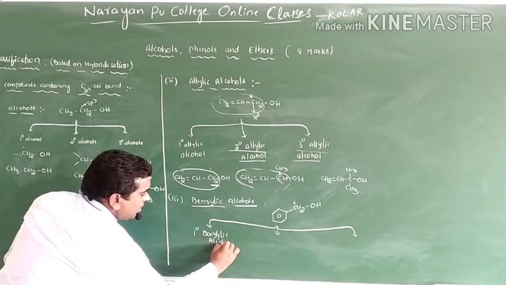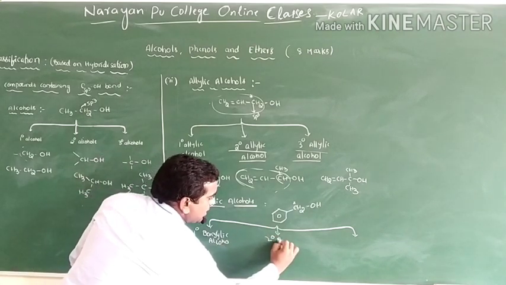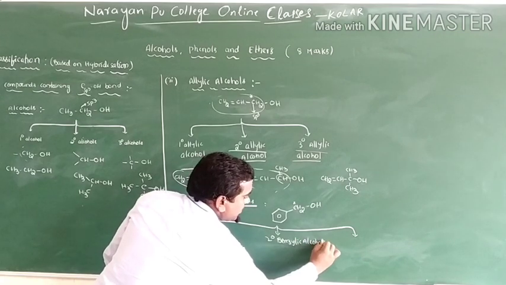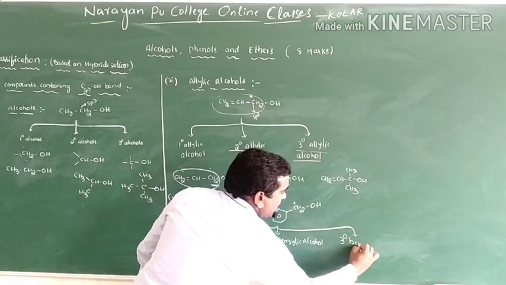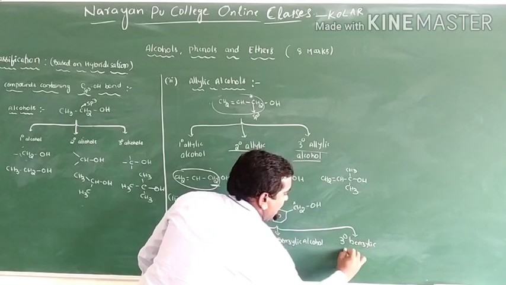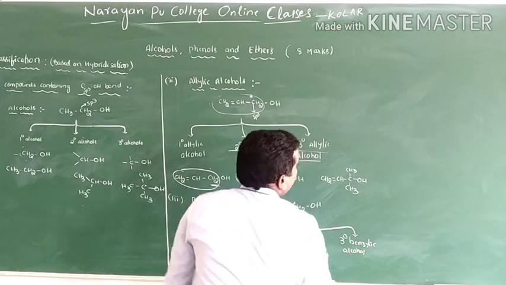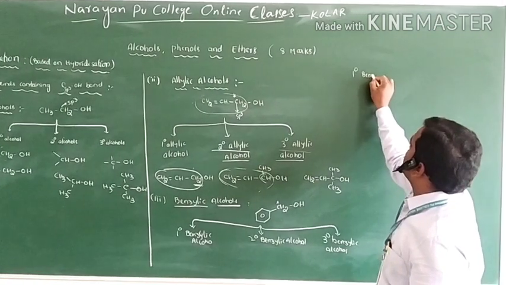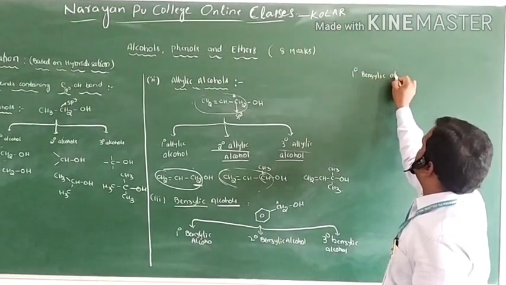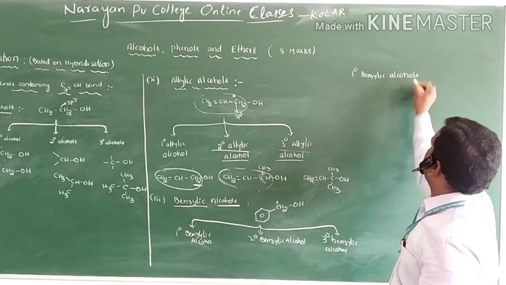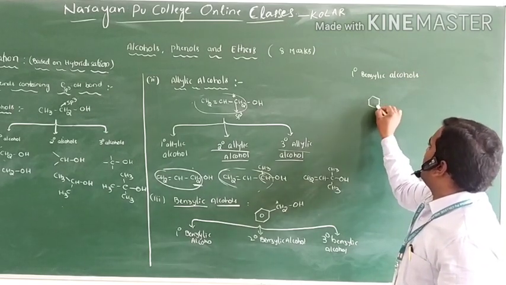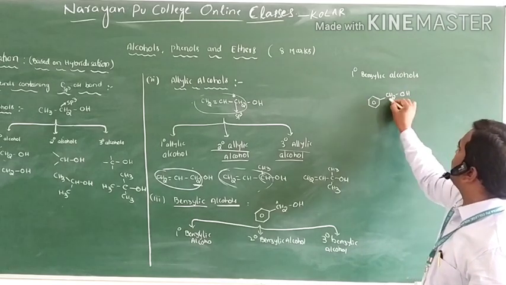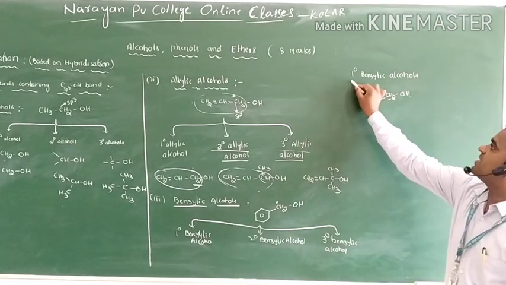Primary benzylic alcohol, secondary benzylic alcohol and tertiary benzylic alcohol. Clear? You know what primary benzylic alcohol means; what are the examples? Primary benzylic alcohols: simple, here C6H5CH2OH. This is benzylic, and OH is attached to CH2, so it is a primary.